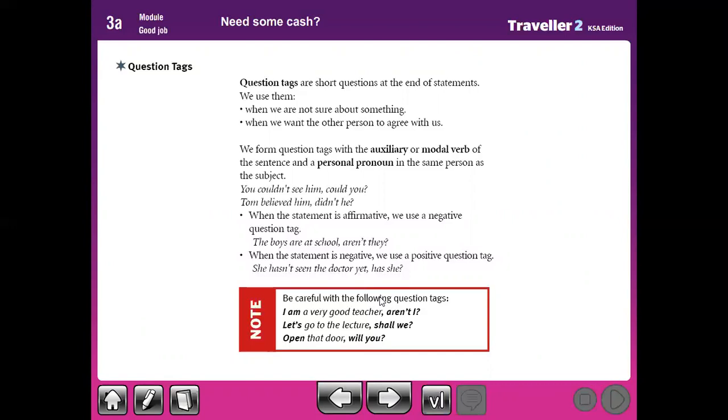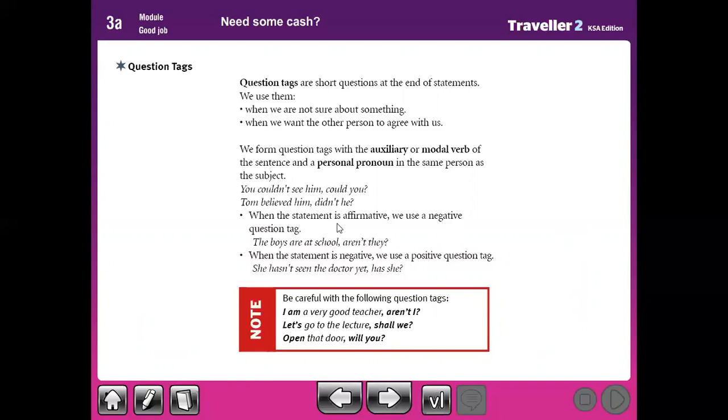How can we form question tags? We form question tags with the auxiliary or modal verb of the sentence and a personal pronoun in the same person as the subject. For example, you couldn't see him. Here there's an auxiliary verb, couldn't. So you should use could, but pay attention.